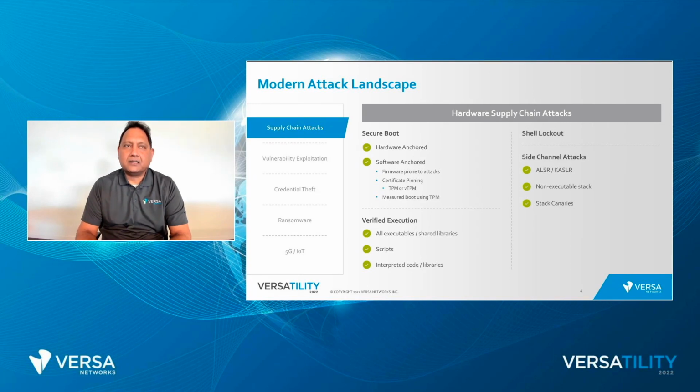And in this case, if the attacker has installed their own malicious software on that system, before that software is even permitted to execute, the kernel intercepts and blocks that malicious executable code from executing on that system. So that is another layer of defense we can use to defend against the software supply chain, hardware supply chain attacks. And another form of defense we can use is the shell lockout.